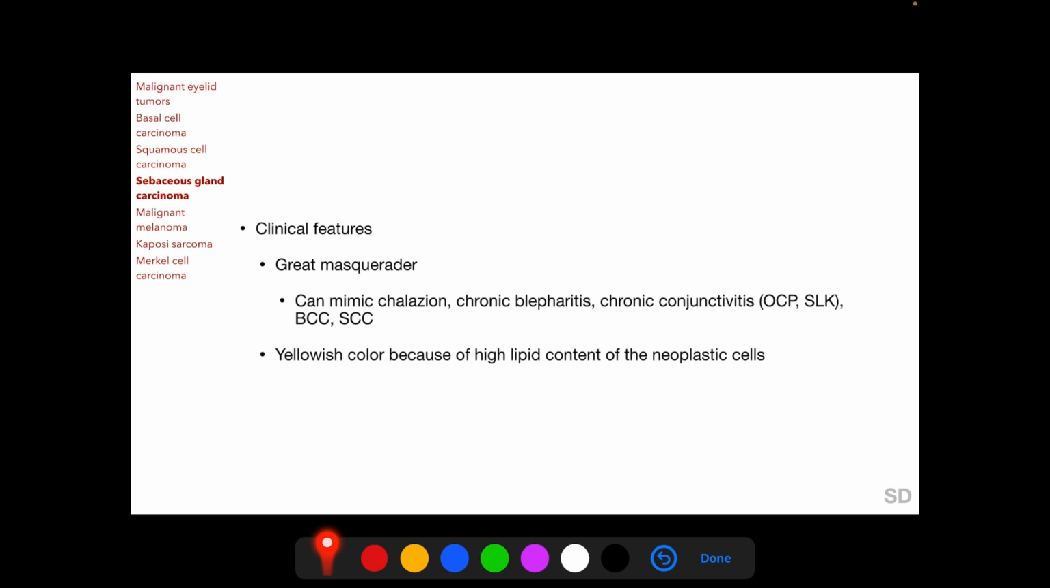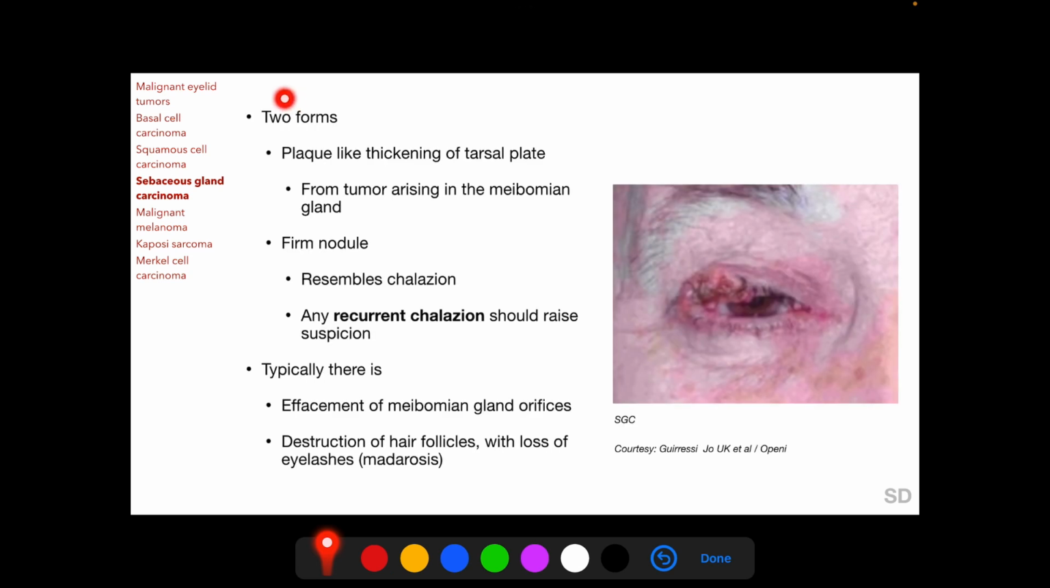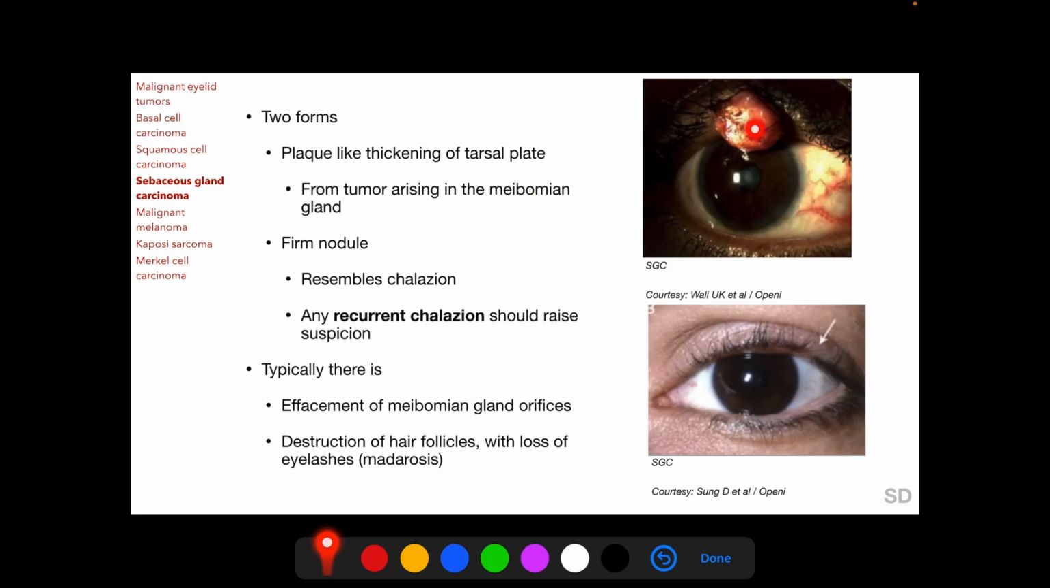And sebaceous gland carcinoma usually has a yellowish color because of the high lipid content in the neoplastic cells. Typically, two forms of sebaceous gland carcinoma are recognized clinically. One is the plaque-like thickening of the tarsal plate from tumor arising in the meibomian gland. The other is the nodular type, in which we see a firm nodule resembling chalazion. So any recurrent chalazion should raise suspicion and should be biopsied.